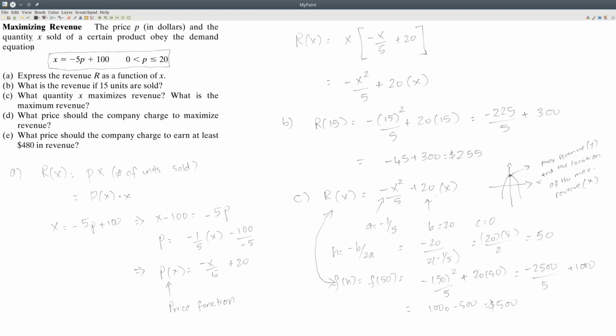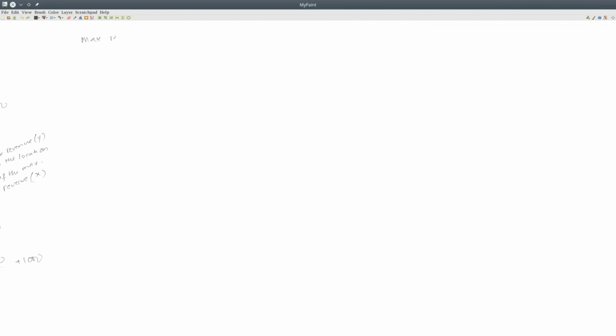So according to this problem, the maximum revenue is $500, and it occurs at x is equal to 50, which should mean 50 units should be sold to achieve maximum revenue.